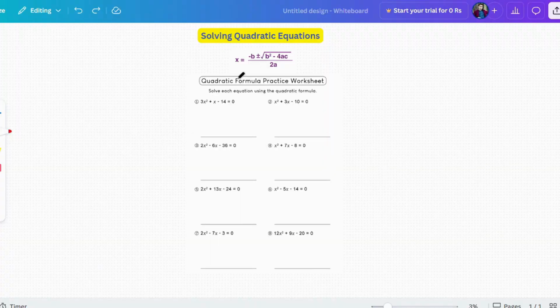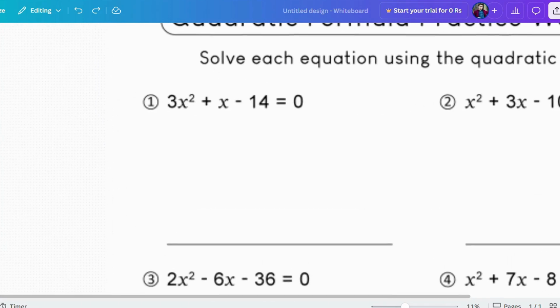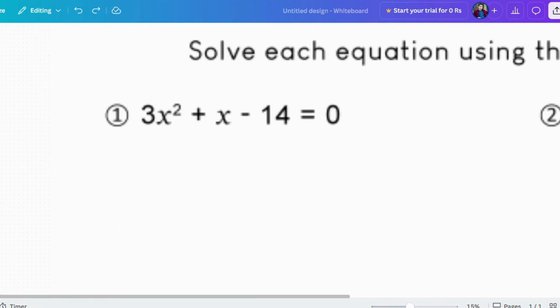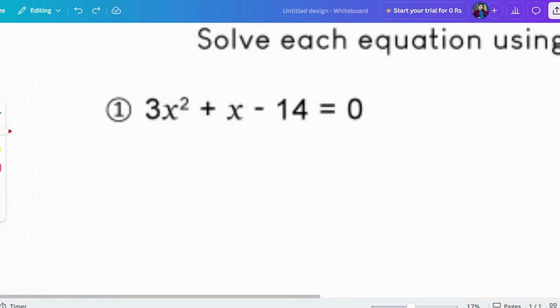In today's class, we will be solving quadratic equations using the quadratic formula. So let's start with the very first question. The first question is 3x squared plus x minus 14. We will compare it with the general form of a quadratic equation, which is ax squared plus bx plus c. As per that, I've got a equals 3, b equals 1, and c equals negative 14.